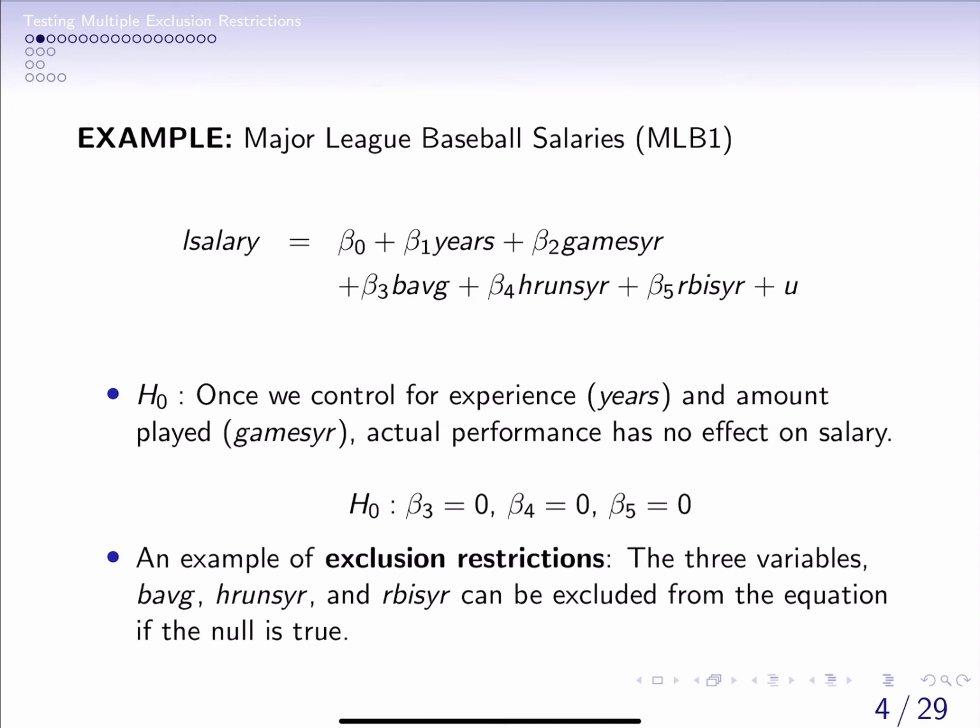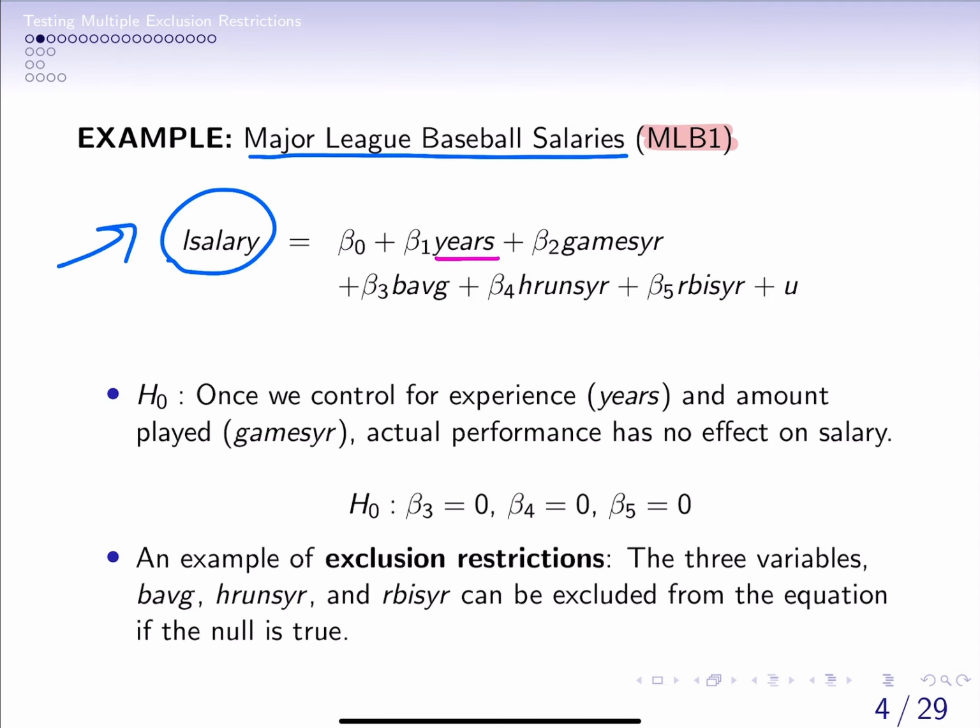In this example, we will use the MLB1 dataset from the wooldridge package in R to take a look at what are the factors that determine Major League Baseball salaries. So we have data on players, and on the left-hand side, we have our dependent variable, which is log of salary. This variable is already created in the dataset, and we want to explain it. You can imagine that there are some variables on the right-hand side that might help us understand this dependent variable.